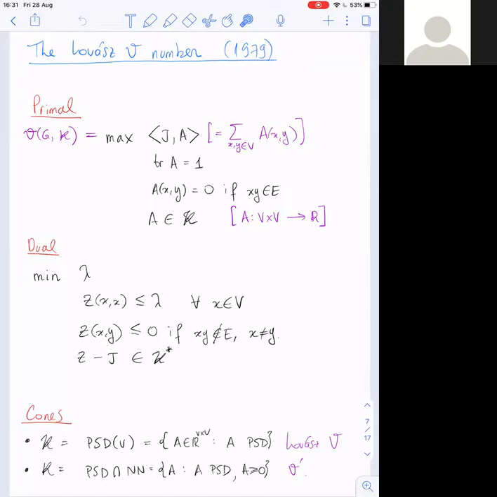And A is a matrix indexed by the vertex set of your graph. So it's a real symmetric matrix, indexed by the vertex set of your graph. And when you have an edge of the graph, you want the corresponding entry of the matrix to be 0, right? So when you have an edge, the corresponding entry has to be 0. So this is the primal problem.